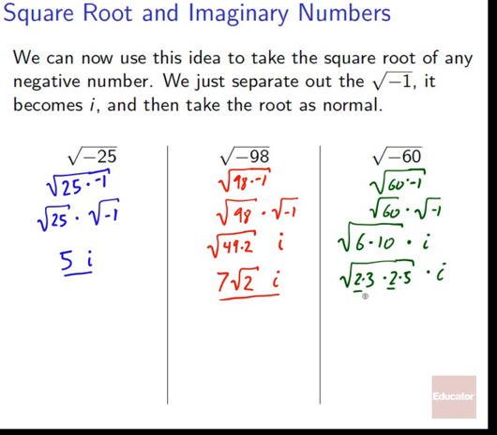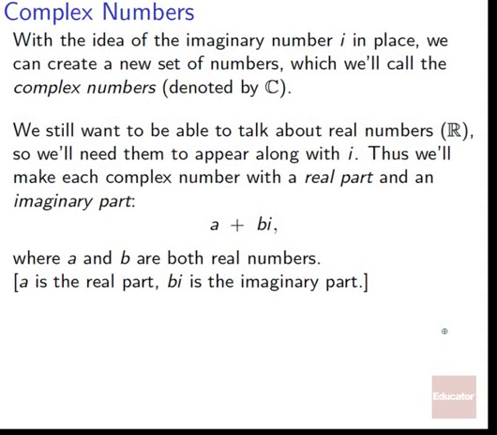We see we've got a 2 here and a 2 here, so we can pull them out because they come as a pair. 2 times the square root of 3 times 5, can't do that, so we might as well just turn it into one number. So 2 root 15 times i. So we can now take the square root of any negative number by having this idea of i, the imaginary number.